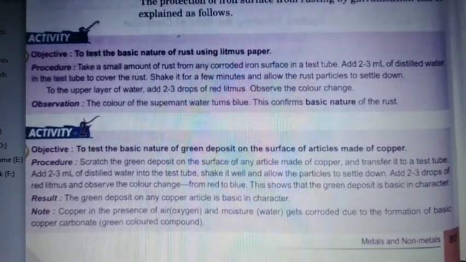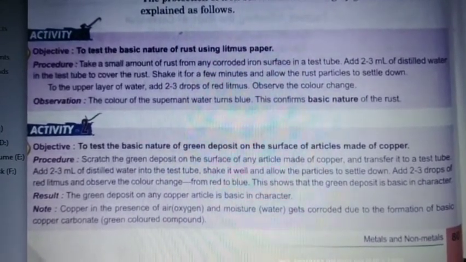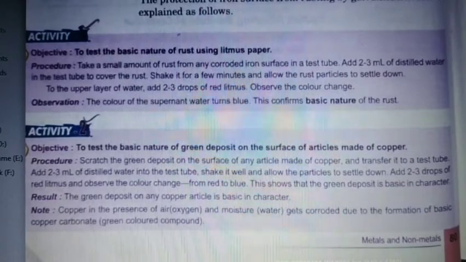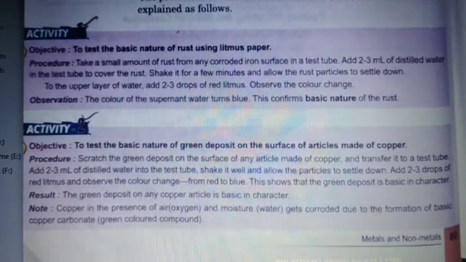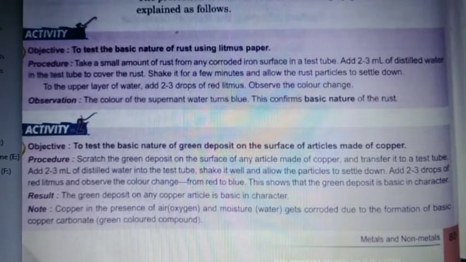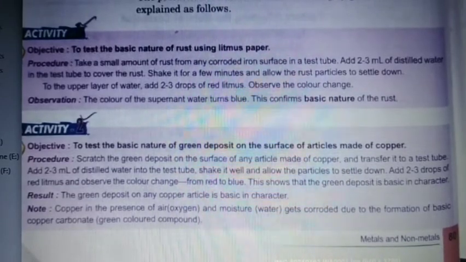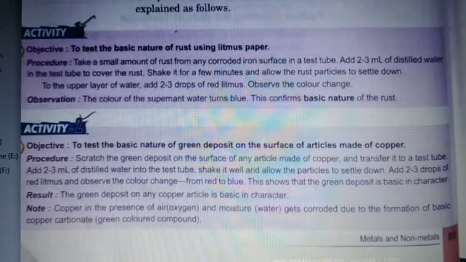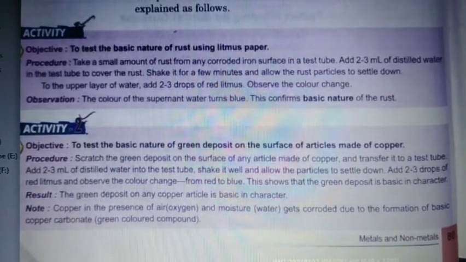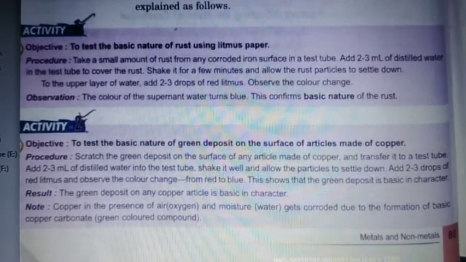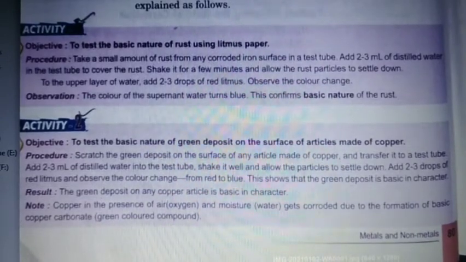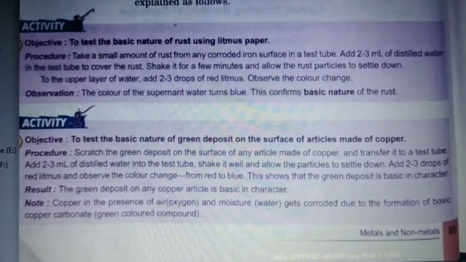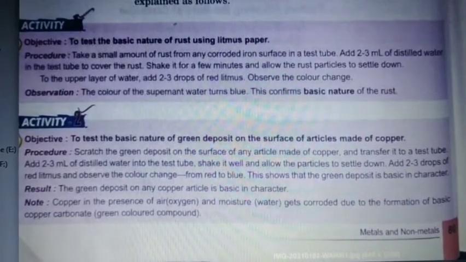Now let's discuss some of the activities given in your book. Now, to test the basic nature of rust using litmus paper: how will you test whether the rust formed on the surface of iron is acidic or basic? The procedure is given. You have to take a small amount of rust from any iron surface.